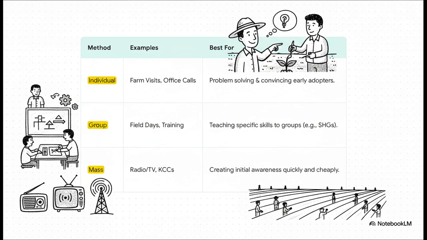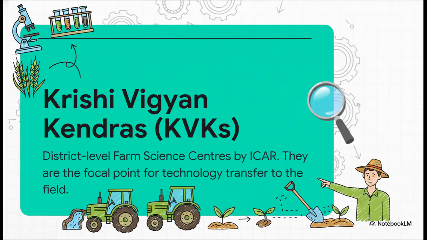Then there are group methods, like training days, which are perfect for teaching a new skill. And finally, you have mass methods, like radio or TV, to spread awareness to a lot of people really, really quickly. Now, the key institution doing this work on the ground is the Krishi Vigyan Kendra, or KVK.